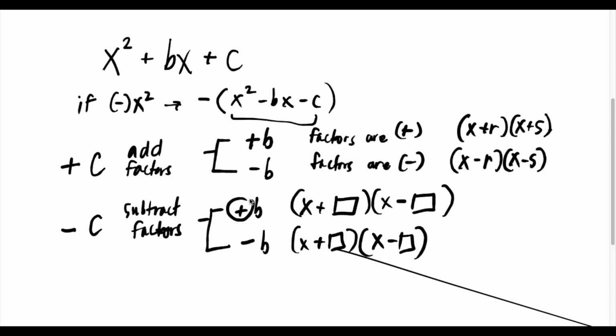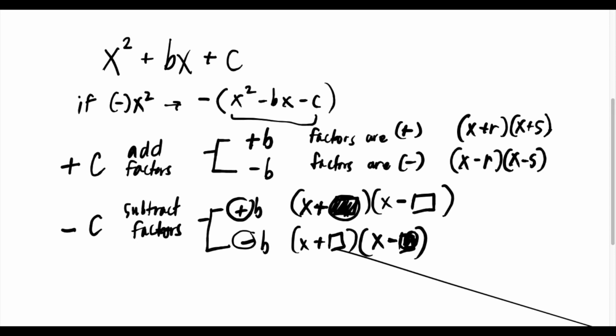Kung positive ang b mo, ibig sabihin nandito sa plus something, ito yung bigger number mo. So, kung may 6 and 2 ka dyan, mas malaki yung 6. So, positive yung 6. Okay? How about here? Negative b. So, ibig sabihin, itong number mo dito, siya dapat yung mas malaking number. Okay? Kapag negative yung b mo.